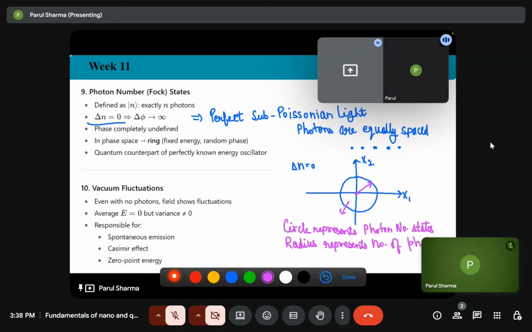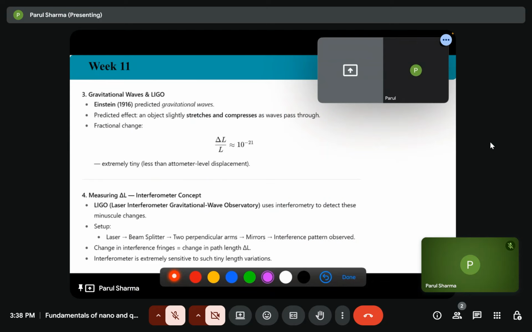Then where can we find the utility of all these things? We are considering the squeezed state and all these things. So this is the gravitational waves and the LIGO experiment.